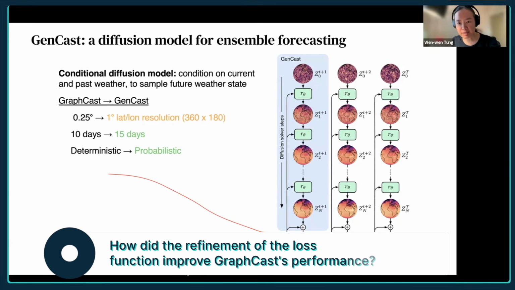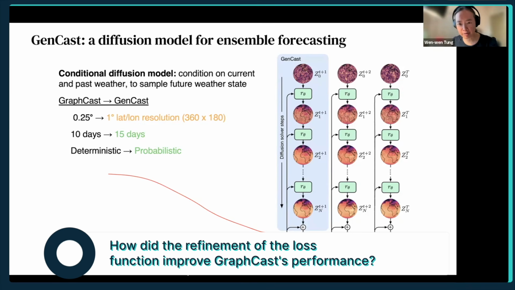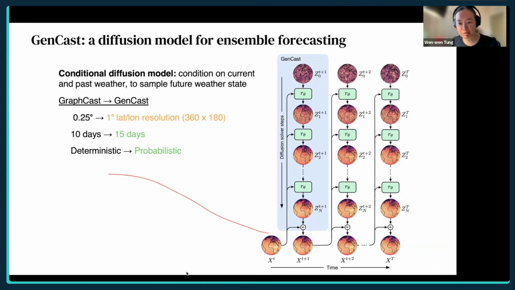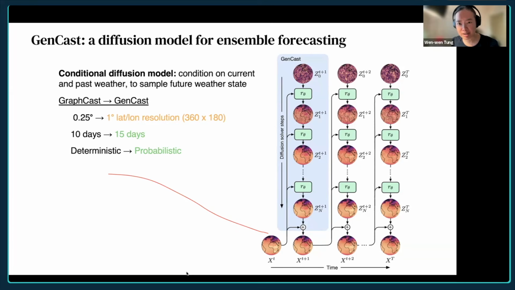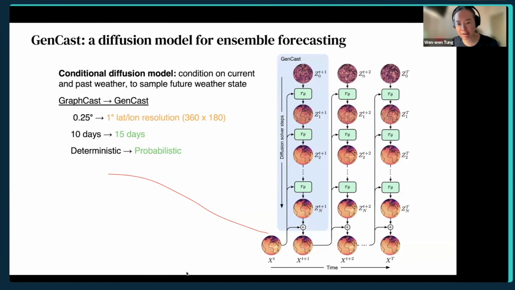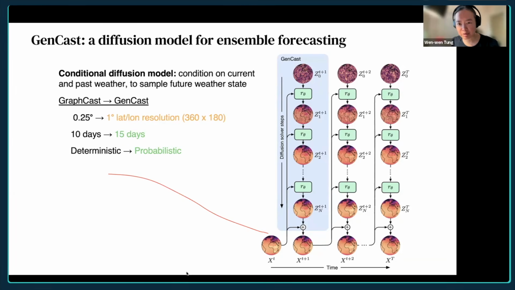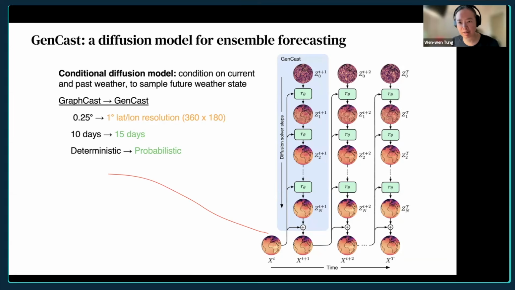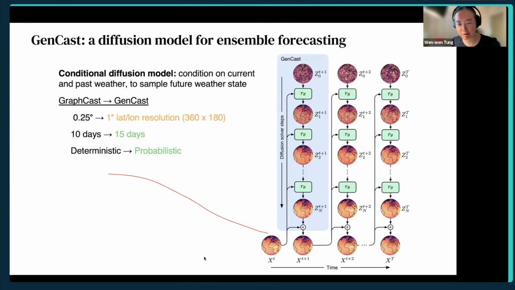I'm very interested in the physics-informed aspect of the neural nets. So the first thing I would like to know is about the loss function. You mentioned that between the science paper and now the GraphCast has a refined loss function and that improved its performance. Could you please elaborate on the aspect of that refinement and if more physics has been incorporated?